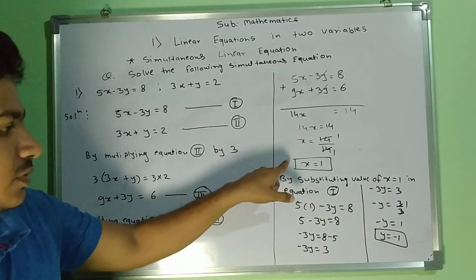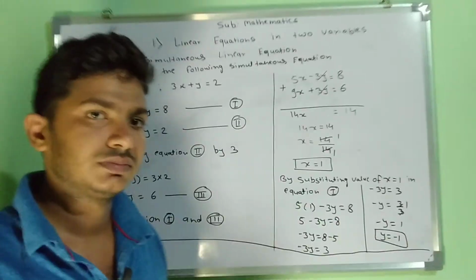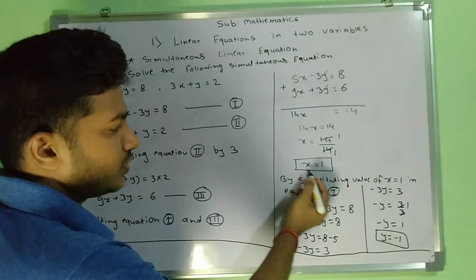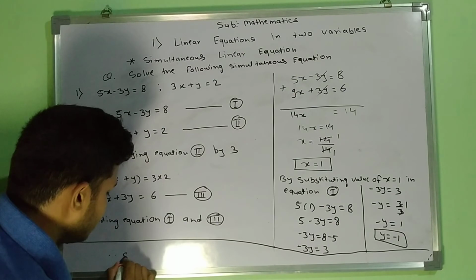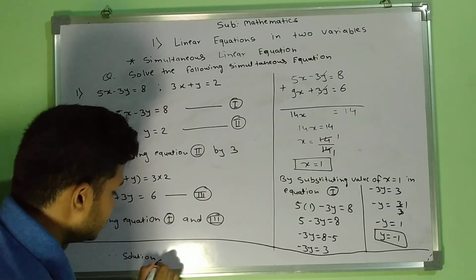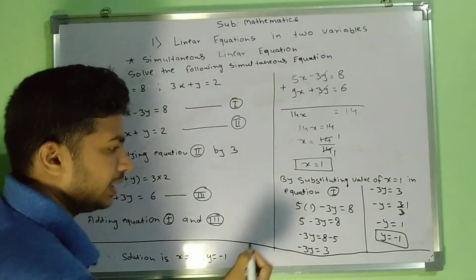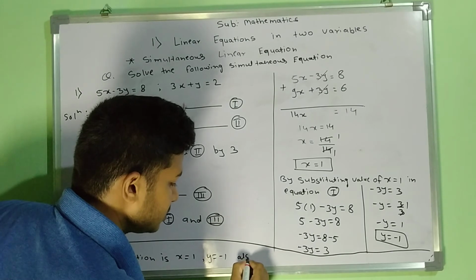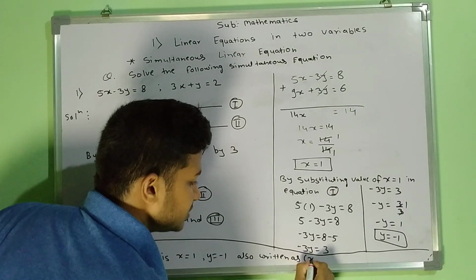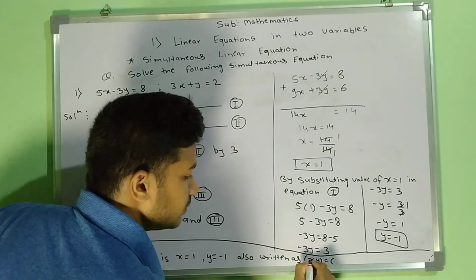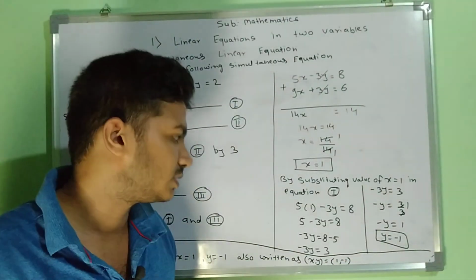So here we got the value of x as 1 and the value of y as minus 1. Therefore the final statement will be: the solution is x is equal to 1, y is equal to minus 1, and that solution is also written as the ordered pair (x, y), which is equal to (1, minus 1). So that will be the final solution of that equation.